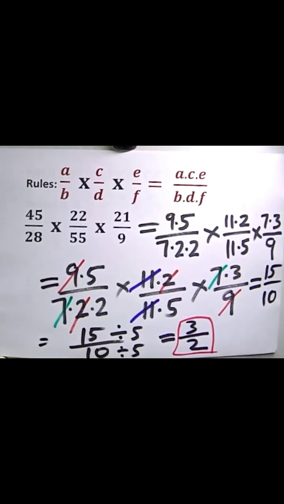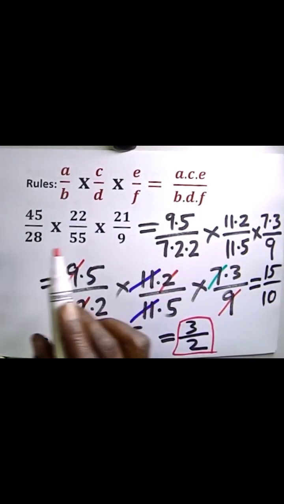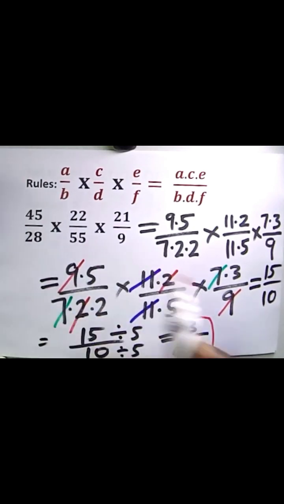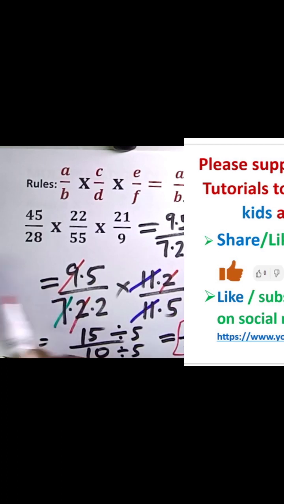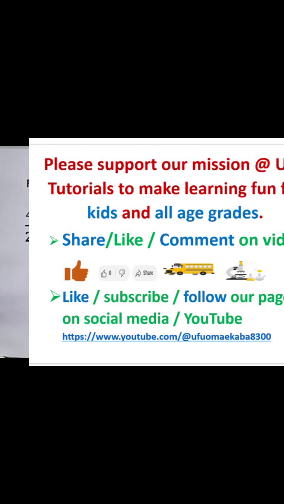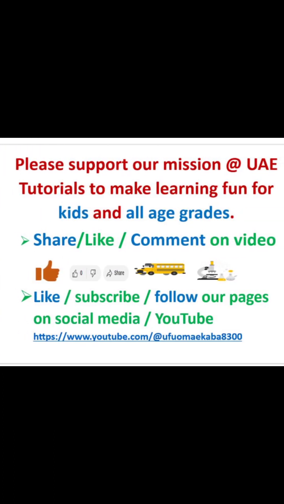So it doesn't matter if there are 2 fractions, 3 fractions, 10 fractions, as long as the sign in between them is multiplication. Just go ahead to multiply all the numerators to get the new numerator. Go ahead to multiply all the denominators to get the new denominator.